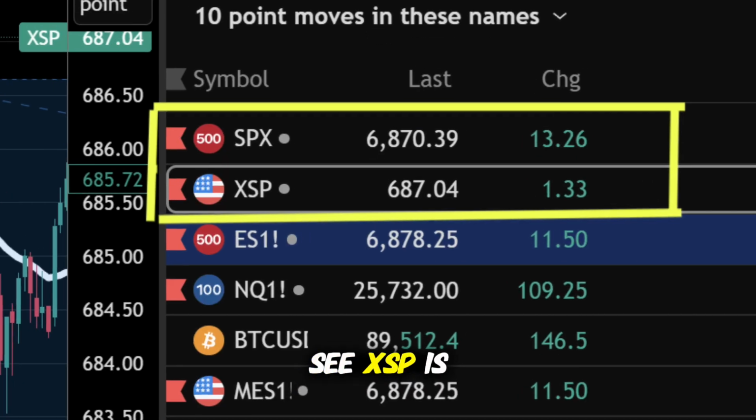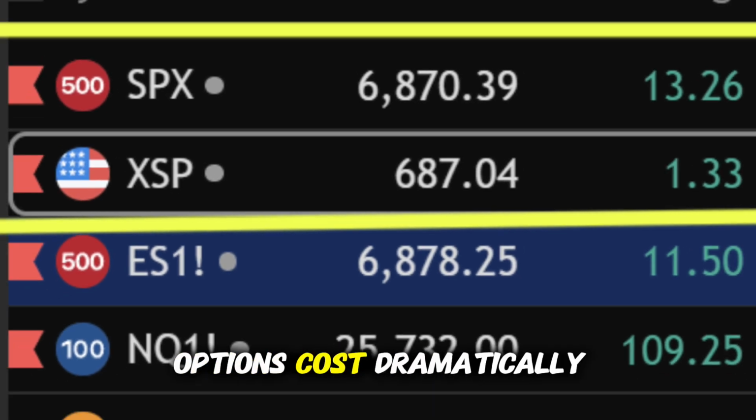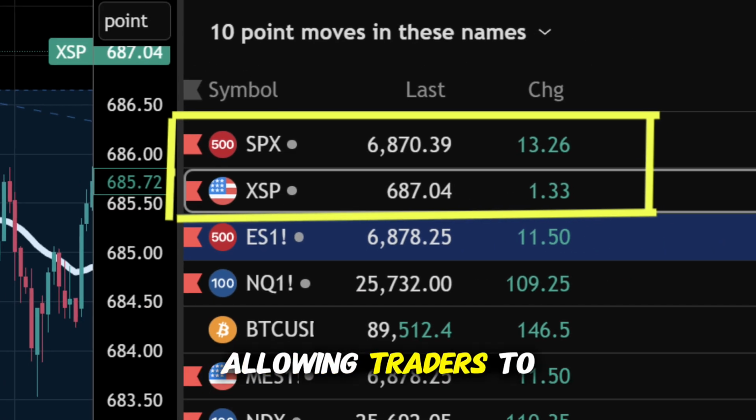As you can see, XSP is 1/10 the size of the SPX, and therefore the options cost dramatically less, allowing traders to scale in and out of positions without the high capital requirement of SPX options.